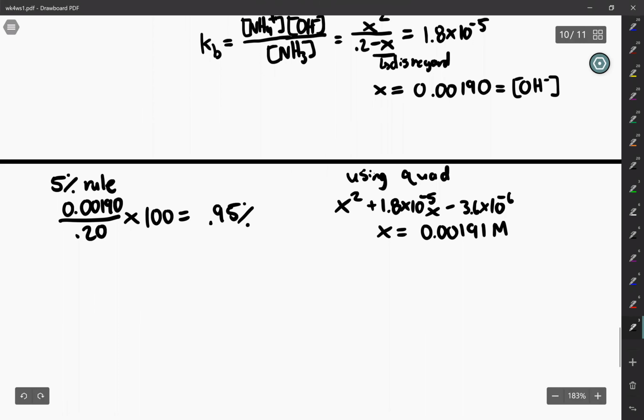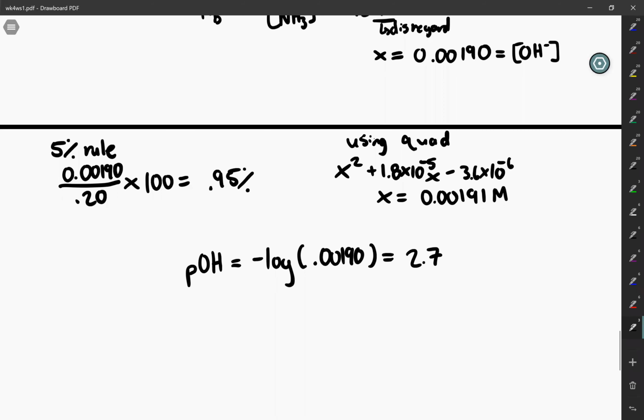So now that we have the OH concentration, in order to find pH, we can either find pOH first, or we can use the Kw equation to solve for H plus concentration. In this case, I'm going to use pOH. So our pOH is equal to our negative log of the OH concentration. So that's going to be 0.00190 in this case, and that's going to end up being 2.7.